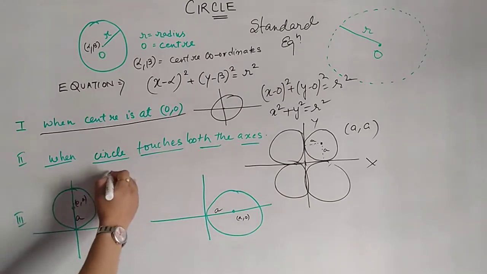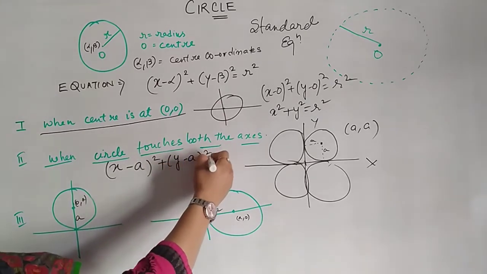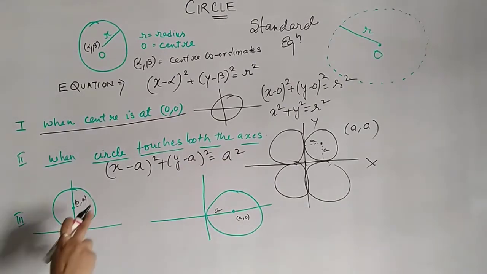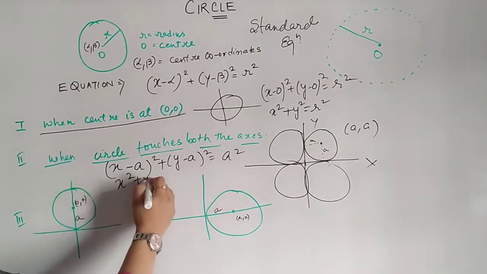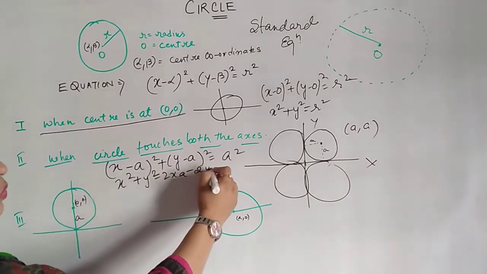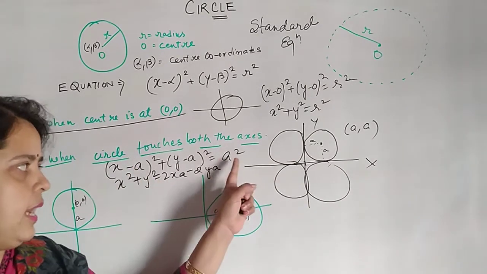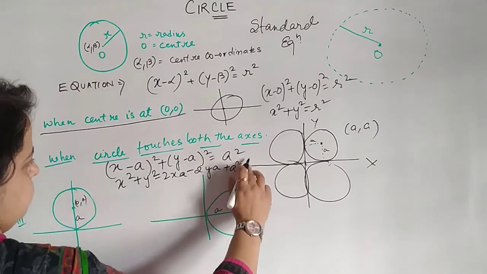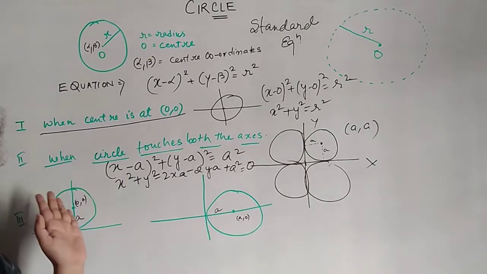And the equation of the circle will be (x minus a) whole square plus (y minus a) whole square, and the radius is also a, whole square. If we expand this, we get x square plus y square minus 2xa minus 2ya, and the constant part a square will cancel with this. We are left with only one a square. So this is one example.